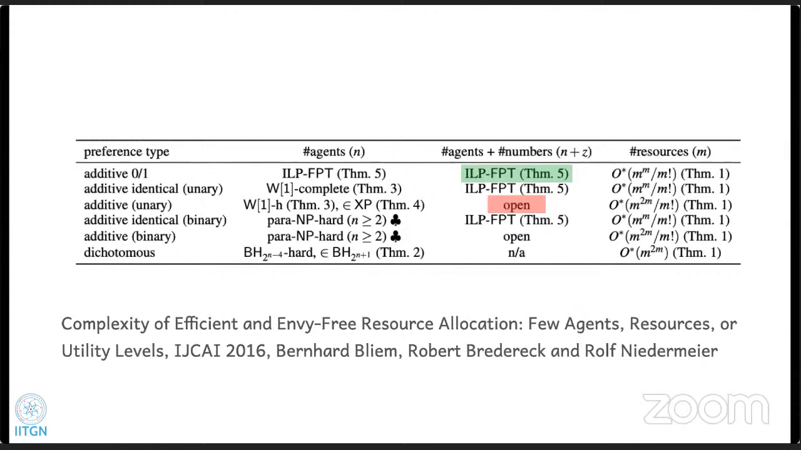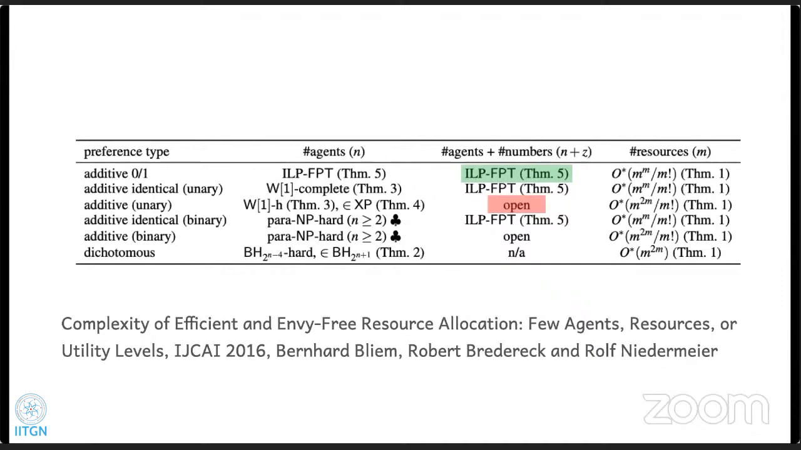What is unary preferences? It's just unary representation. Sorry, what I said I don't want to get into is the dichotomous preferences, because it's easy to confuse dichotomous and 0-1. The unary versus binary is just the representation. Binary is a succinct representation, while unary is when the numbers in the utility matrix are given to you in unary. That's the distinction we're making here.